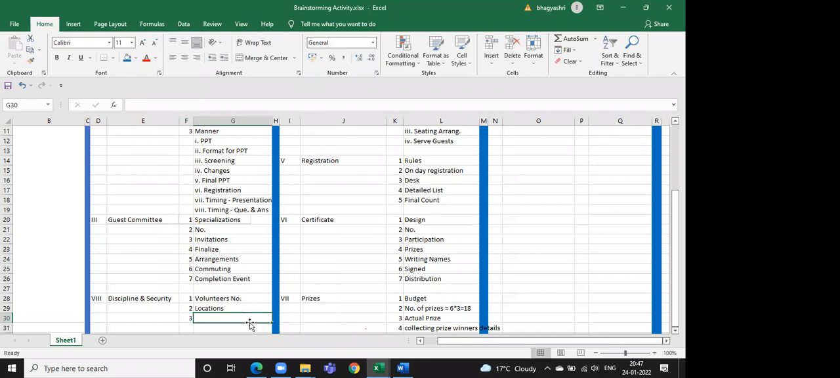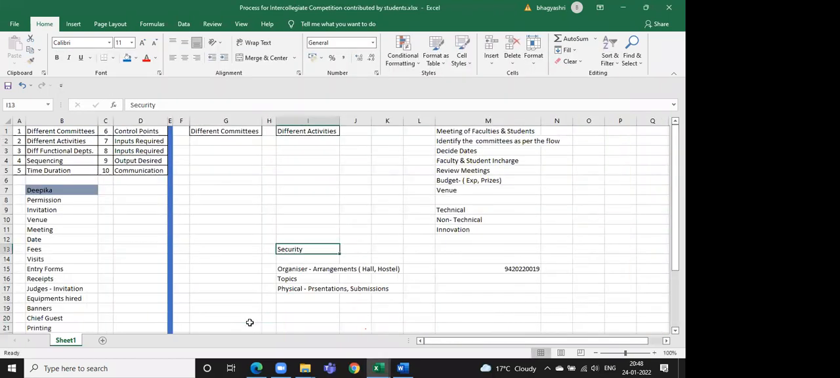And how do we recognize them? They will be having different badges to identify that these are the people from the discipline and security committee. So in case participants need any help, they will be there to help them throughout the competition. Now, which other committee is left out? Organizer, hall and hostel committee.